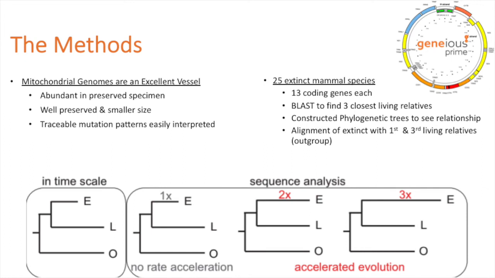Using software, Geneious Prime, and Python, I looked at 25 extinct species with 13 coding genes each. I used BLAST to find the 3 closest living relatives, constructed phylogenetic trees to see their relationship, and I made alignments of the extinct species with the first and third living relatives.